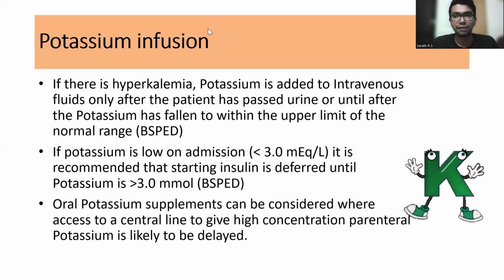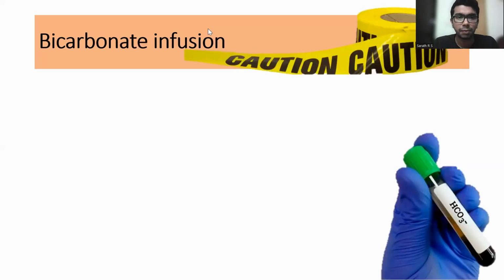Oral potassium supplements we usually don't give, because in DKA, because of acidosis, there is recurrent vomiting in the child. If you give potassium supplements, which most practicing pediatricians know, it can worsen vomiting. Potassium supplements are known for causing gastritis and vomiting. So if a central line is not available and the child can take orally, you can give oral potassium supplements to maintain normal potassium levels. Can we give bicarbonate infusion?